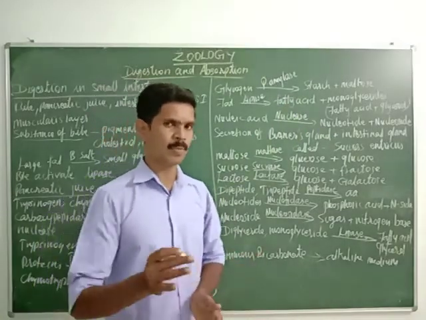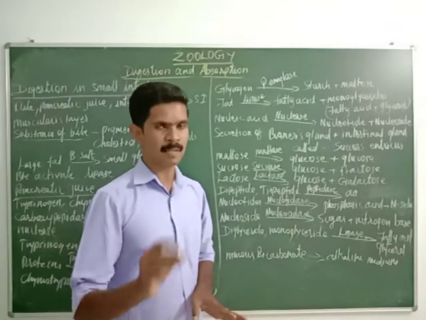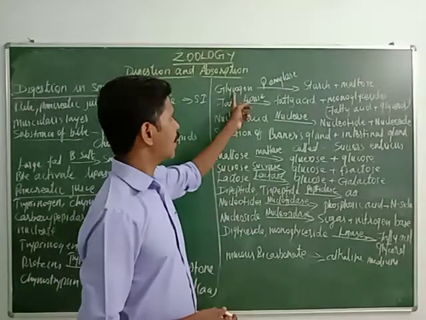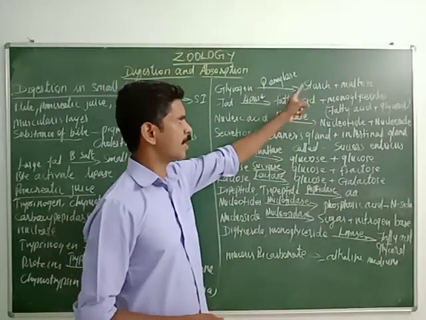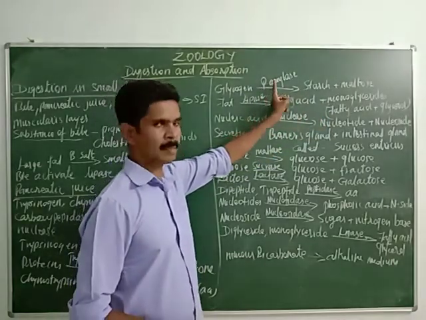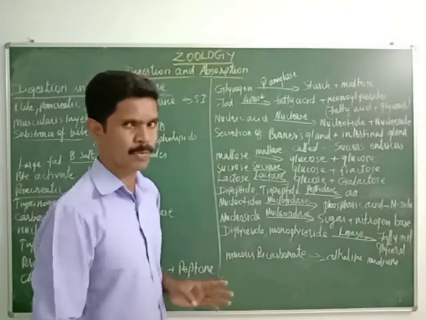Dear students, I already told you that in this topic we are going to study many enzymes and the functions of the enzymes. Okay, no other points are there. This glycogen is converted into starch and maltose with the help of the enzyme pancreatic amylase. This pancreatic amylase is also present in the pancreatic juice.